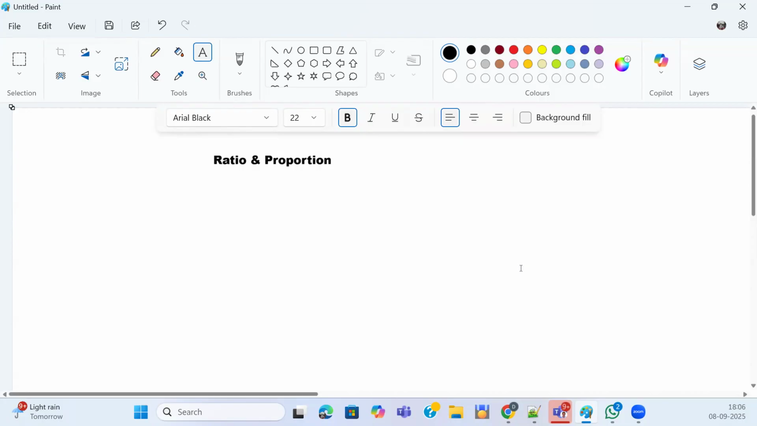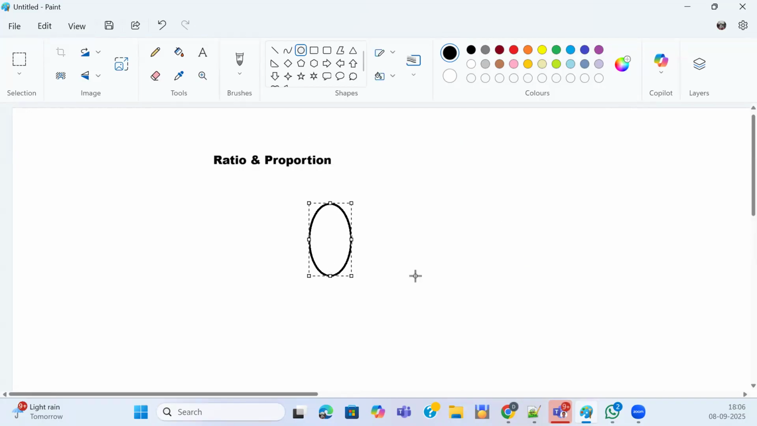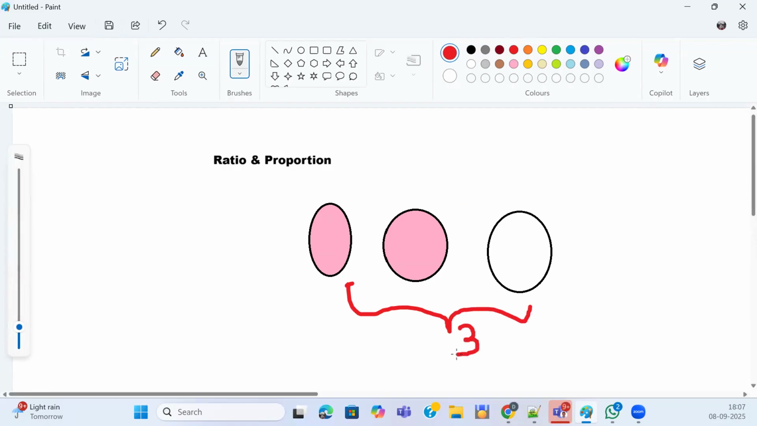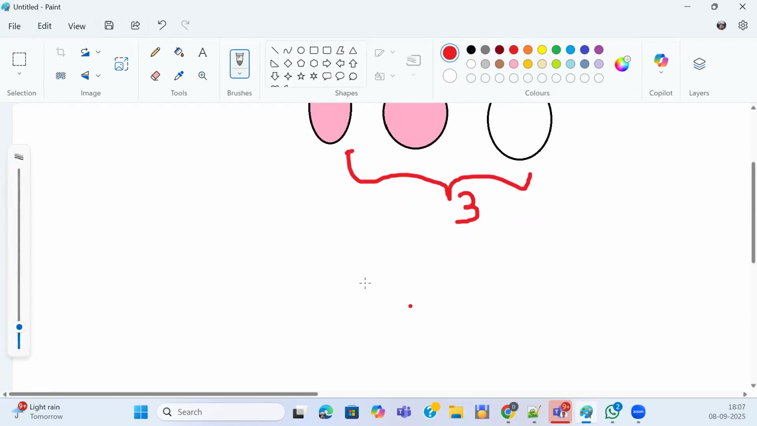So ratio and proportion, right? First we will talk about ratio and then we will talk about the exact meaning of proportion. So when I say ratio, let's say for example, I have a total of three circles. How many circles are there altogether? Three circles. How many are colored in pink? Two. Right? So I have three circles in total, out of which two are coated in pink color.